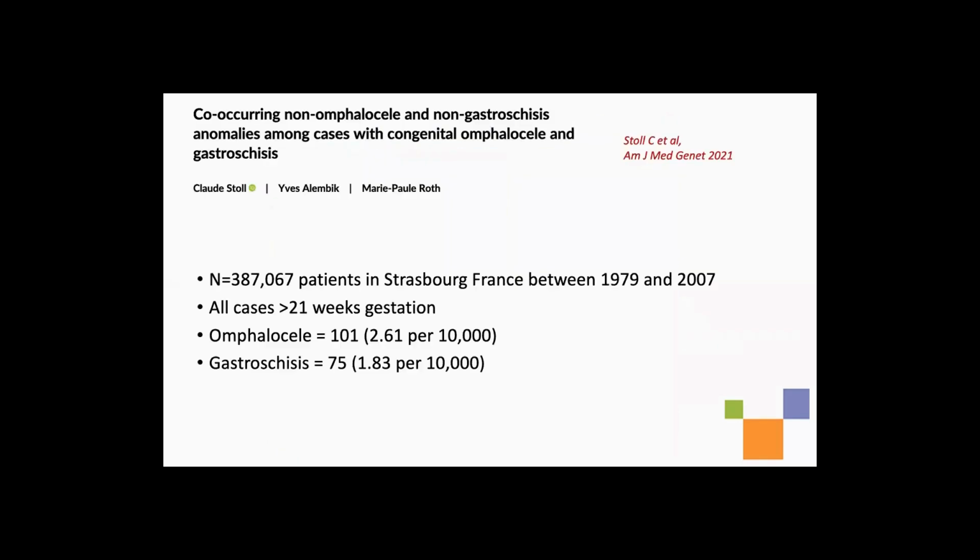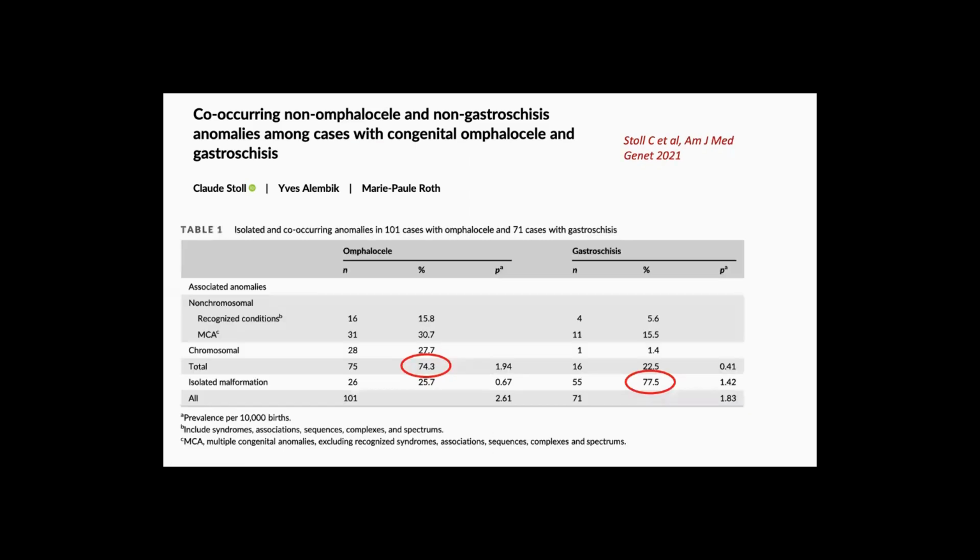This was a study published just this year in the American Journal of Medical Genetics, where they looked at omphalocele and gastroschisis and other anomalies in those cases and compared them in a large cohort of patients seen in France. So this was well over 300,000 patients. All were over 21 weeks gestation, and they included cases that terminated, cases with stillbirths, as well as live births. In this large cohort, they had 101 omphalocele cases and 75 gastroschisis cases. Some of the data on gastroschisis report that the prevalence is increasing. They actually did not find that in their cohort.